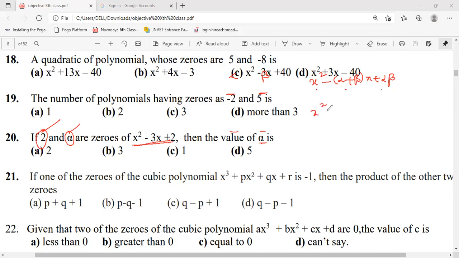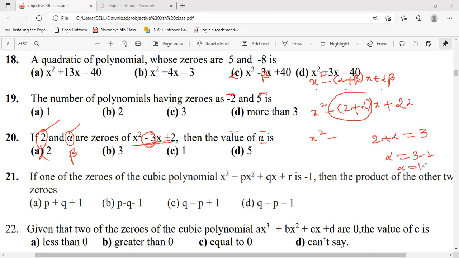You will get x square minus (2 plus alpha) x plus 2 alpha, because I am taking alpha as 2, beta as alpha. Don't get confused, because this is the alpha value, this is the beta value I am taking. That means x square minus, before x we have -3, here before x we have -(2 plus alpha). That means 2 plus alpha is equal to 3. I write directly alpha is equal to 3 minus 2, alpha is equal to 1.